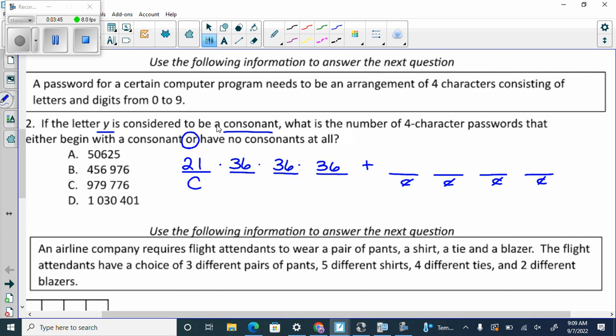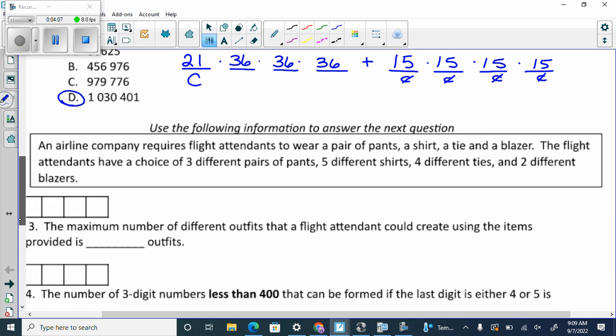Okay, the back 4 blanks, what can they be? They'll all be 15 because you only have 5 vowels. And then 10 numbers. You got it. And then we have to multiply because we need each digit. And what does that get us? A, B, C, or D? Voila.